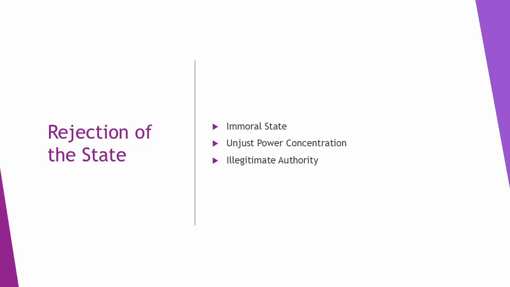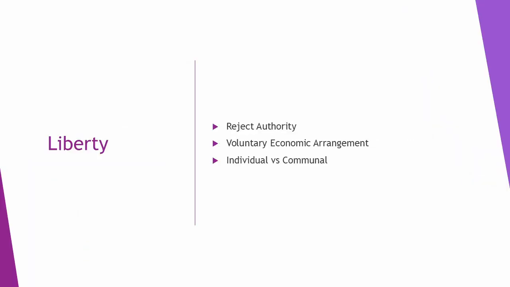Based on the idea of rejection of the state, the anarchist view on the state is that it is the root cause of oppression and must be abolished entirely. The idea of liberty is that true freedom is incompatible with all political, social, and economic authority and is essential to human flourishing. The differing view of liberty within anarchism is that individualist anarchists prioritize personal autonomy while collectivist anarchists emphasize freedom achieved through communal cooperation.